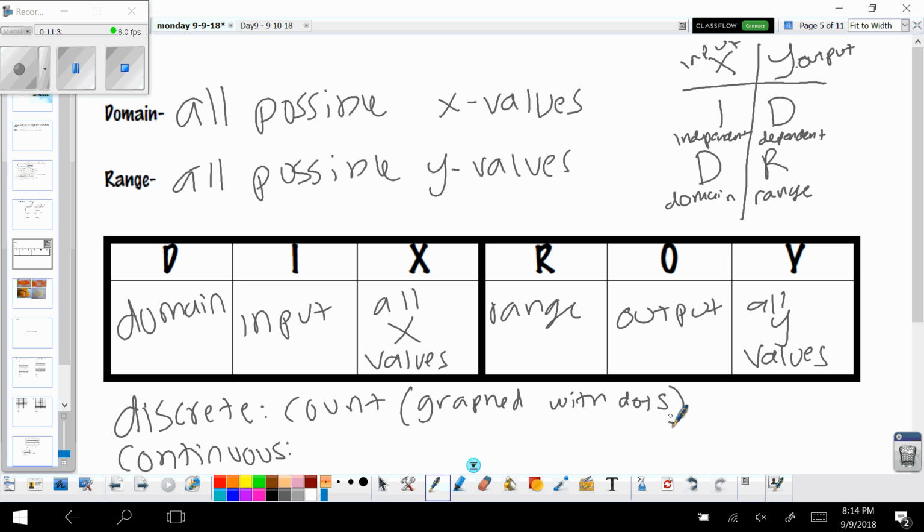Examples of things that are discrete are like people. Okay, you count how many people are in the room. Tables, you count how many tables are in the room. Continuous, now, continuous does not mean it goes on forever. It just means it continuously happens. So continuous is something you measure. Okay. This is graphed with lines, with dots and lines.